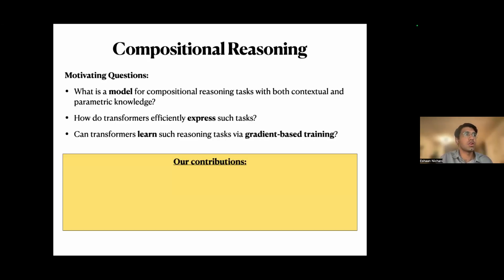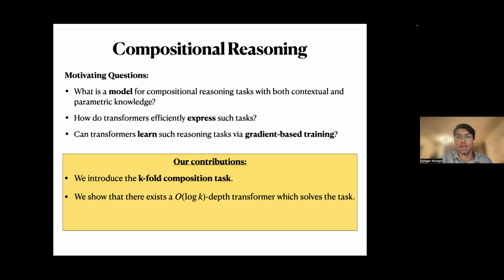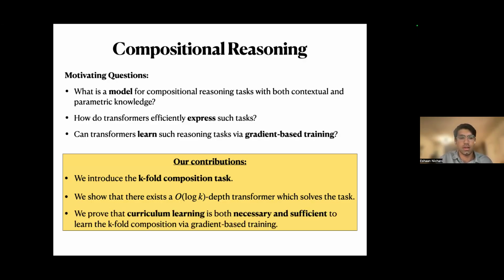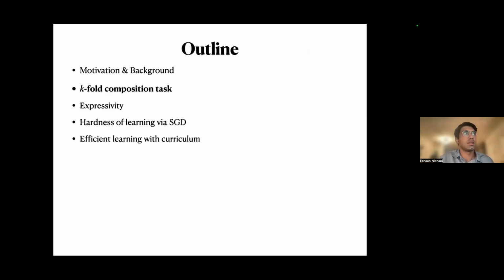Okay, so our first contribution is that we introduce the k-fold composition task. We then prove that this can be expressed by a transformer with log k layers. Finally, we show that curriculum learning is both necessary and sufficient to learn the k-fold composition via gradient-based training. Okay. So now let me describe our k-fold composition task.